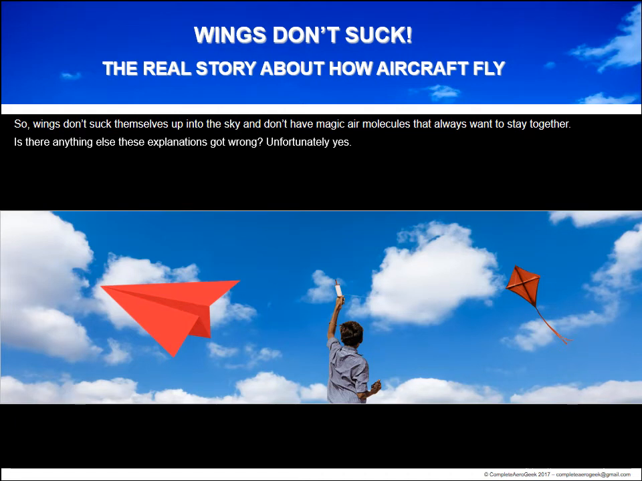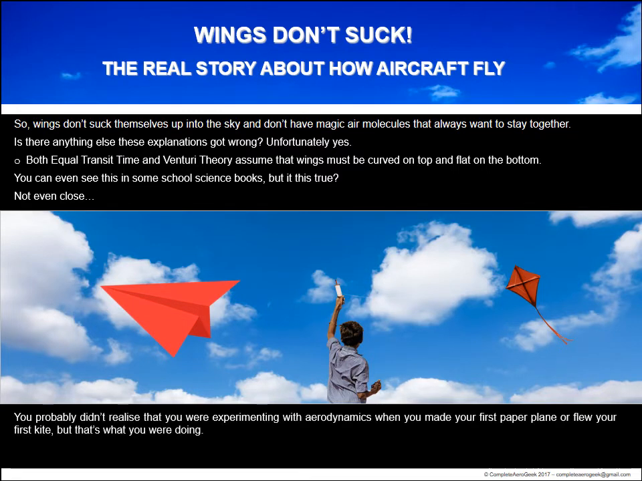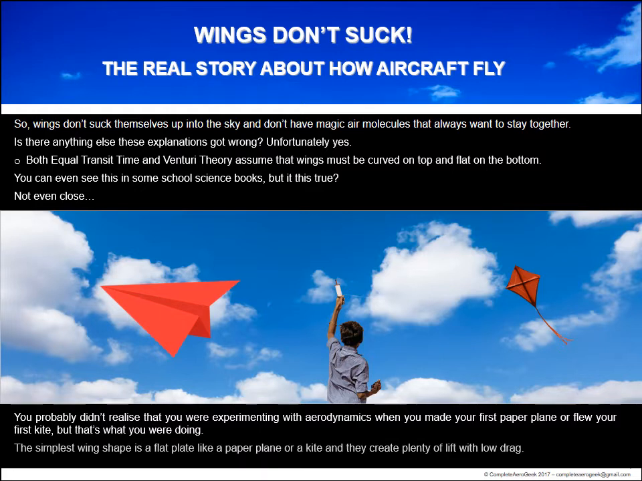Unfortunately, yes. Both equal transit time and venturi theory assume that wings must be curved on top and flat on the bottom. You can even see this in some school science books, but is this true? Not even close. You probably didn't realize that you were experimenting with aerodynamics when you made your first paper plane or flew your first kite, but that's what you were doing. The simplest wing shape is a flat plate like a paper plane or a kite, and they create plenty of lift with low drag.